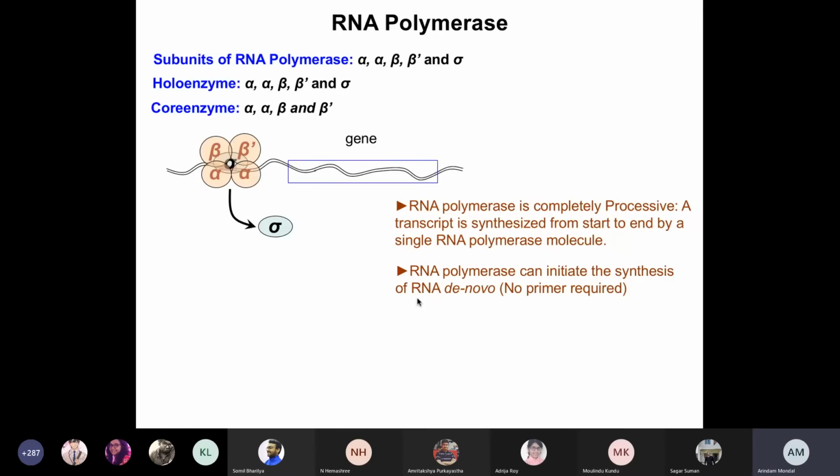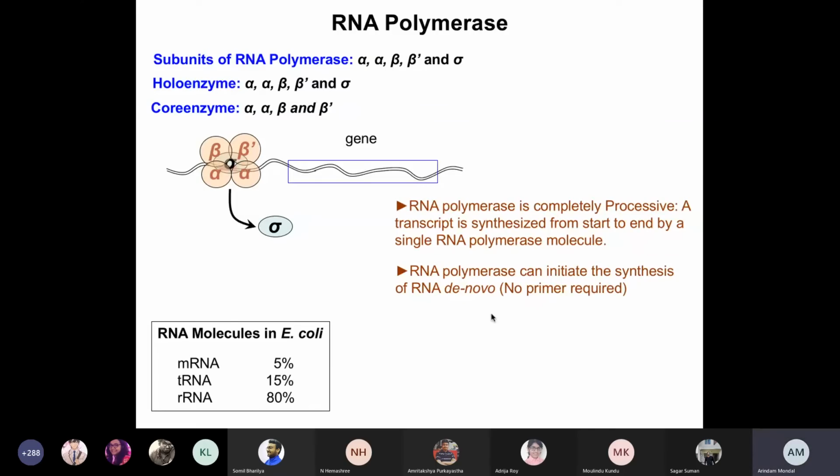And again, one very important thing is, in the case of the DNA replication process, the DNA polymerase needs a primer. But in case of the RNA polymerase, it can initiate the synthesis de novo, and that's why it doesn't need a primer. So that's why in the case of the DNA replication process, there is a primase, which is nothing but an RNA polymerase, and that's why it can synthesize a primer without having any pre-existing 3' OH.